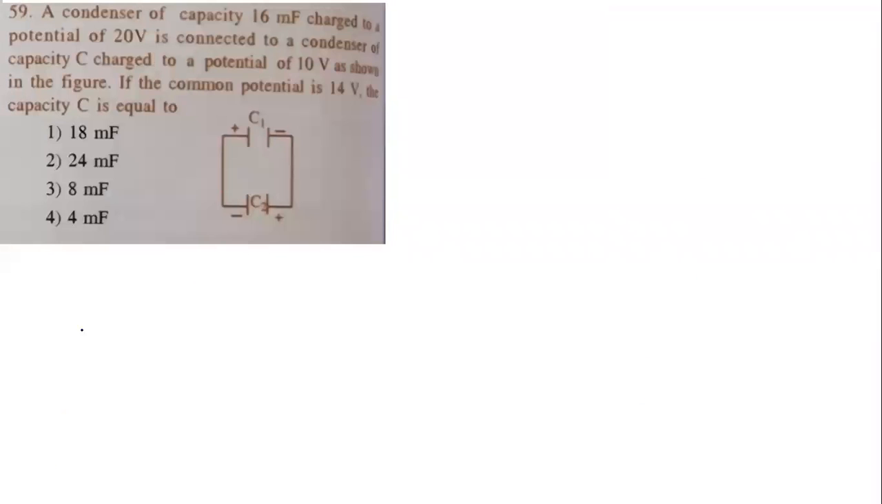Yes, sir. Now there is question number 59. Question number 59 is asking what now? A condenser of capacity 16 millifarad charged to a potential of 20 volt is connected to a condenser of capacity C charged to potential 10 volt. See, C1 is 16 millifarad and V1 is 20 volt, connected to a condenser of capacity C2. C2 is not given, C is given, and potential V2 is 10 volt. As shown in the figure, see how they are connected.